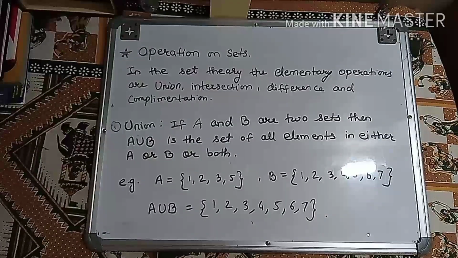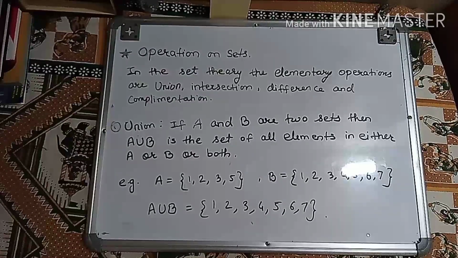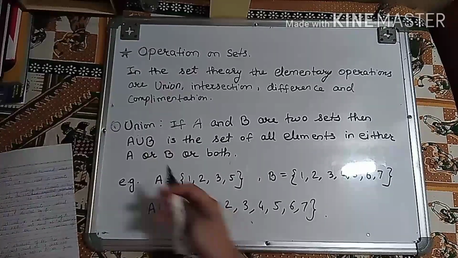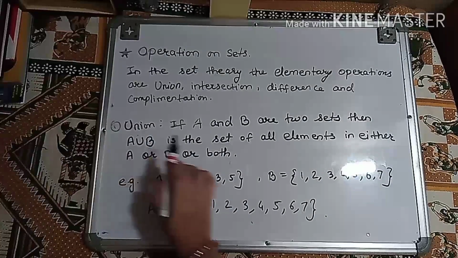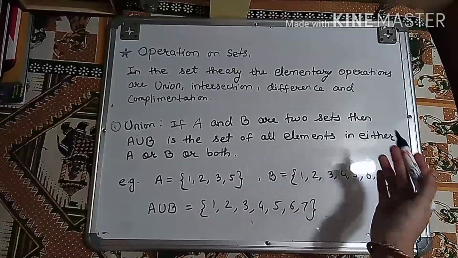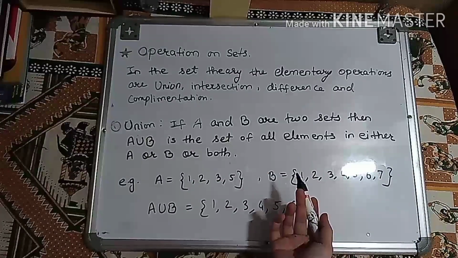Now we will see operations on sets. In set theory, the elementary operations are union, intersection, difference and complementation. Now first, what is union? If A and B are two sets, then A union B, denoted in this way, is the set of all elements in either A or B or in both.